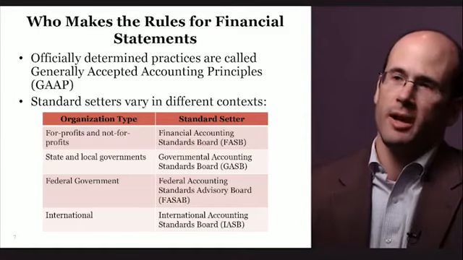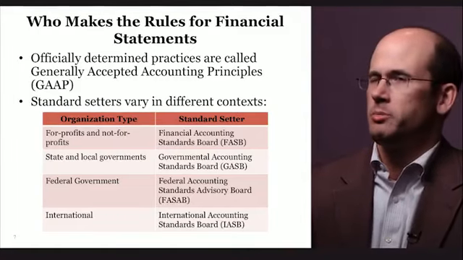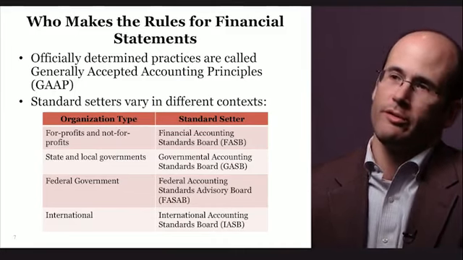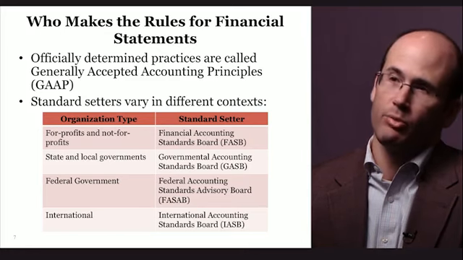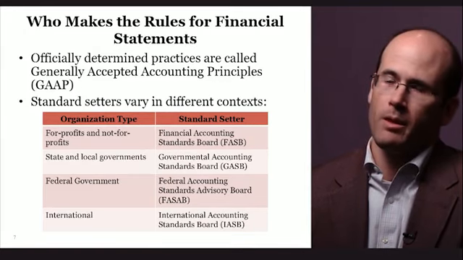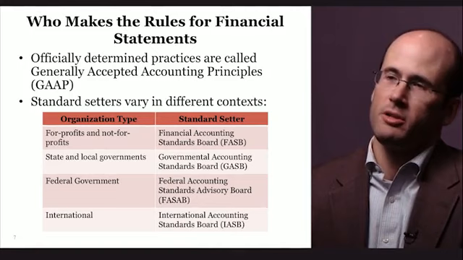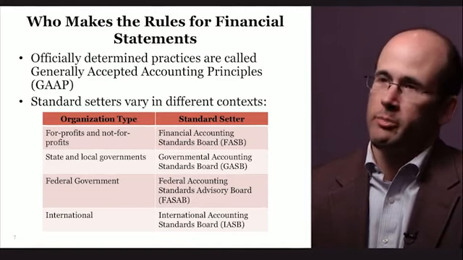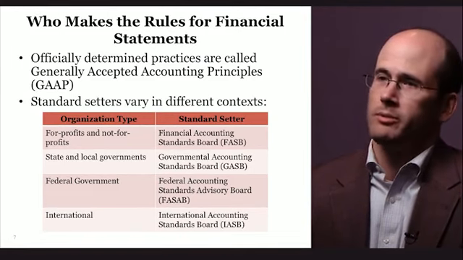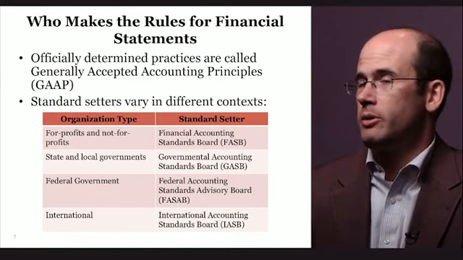So who makes the rules for the financial statements, or GAAP as we refer to them? On this slide, we've listed a number of different principles that currently exist. For our purpose, we refer to the Financial Accounting Standards Board as the primary standard setter for not-for-profits as well as for-profit organizations here in the United States. If you're a governmental organization, that standard setting board is the Governmental Accounting Standards Board, or GASB. If you're the federal government, the Federal Accounting Standards Advisory Board.